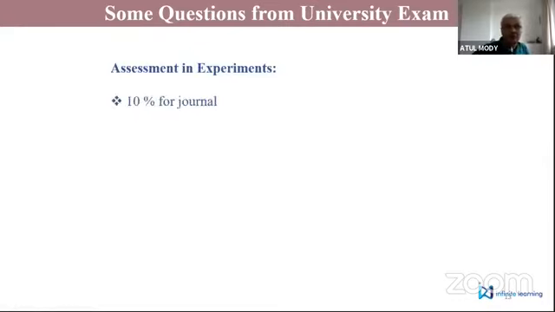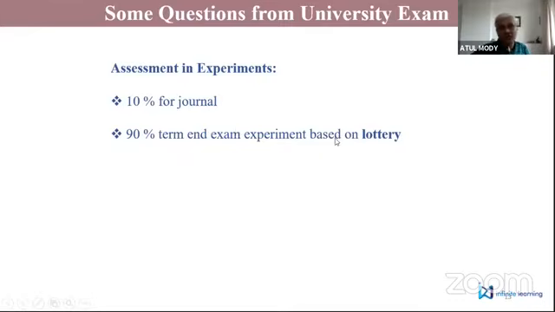Now, the experimental courses which are taught in undergraduate labs, and even postgraduate labs are not much different in universities: you give, let's say, 10 or 20% weightage to the journal and 80-90% to the term-end examination, which is an experiment based on a lottery system. If a student has performed 20 experiments, on the day of the exam, he or she just pulls one paper and does one experiment, and that experiment will decide 90% of what they score in the exam.